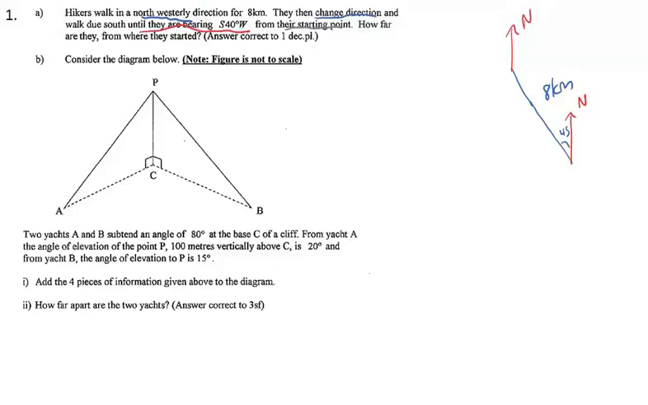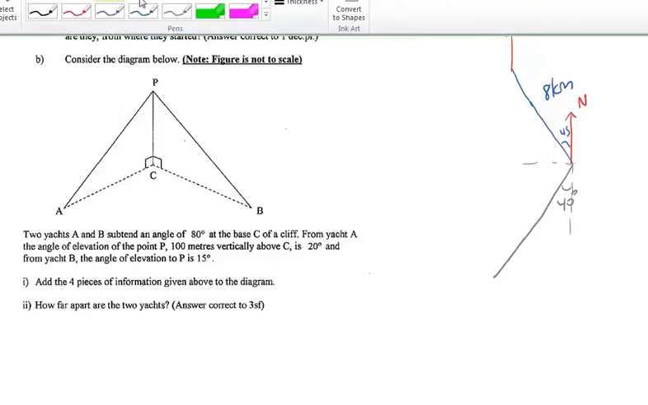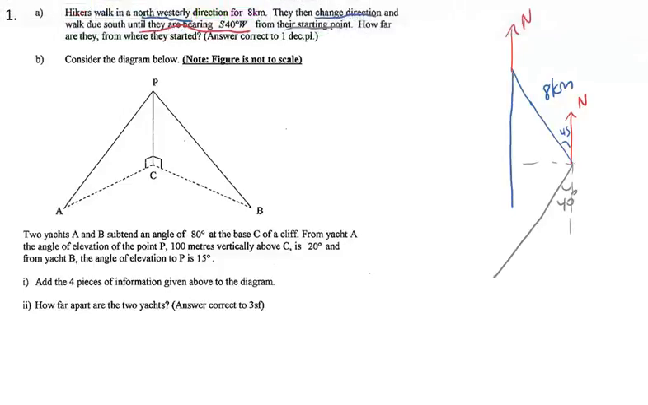So we're looking at our starting point here. There's our south, there's our west. We've got south 40 degrees west. Here's our 40 degrees. And we're travelling from here, we're travelling due south. So here we're travelling this way. And we want to find how far they are from where they started. So we want to find this length here, x.